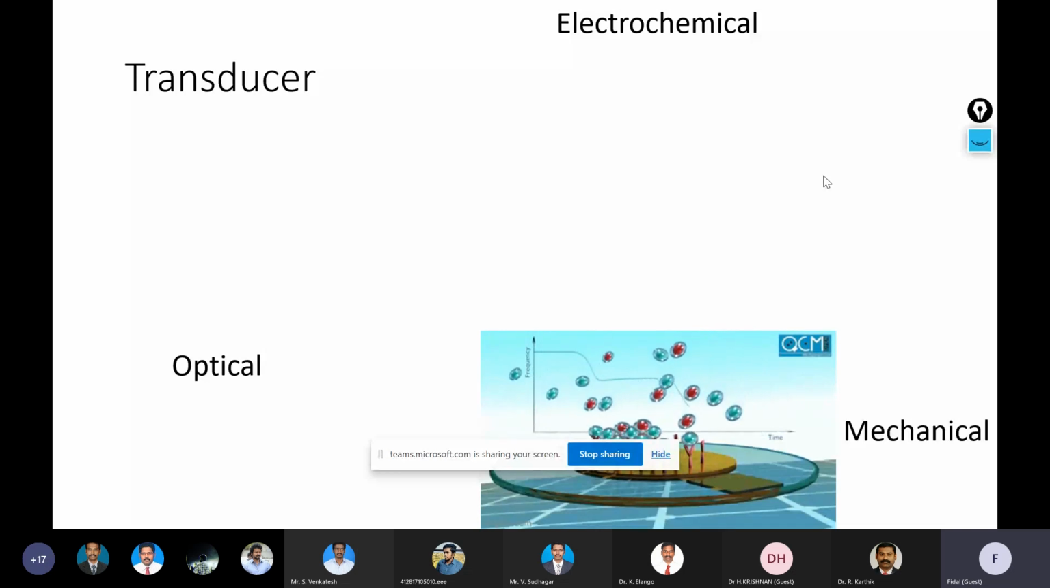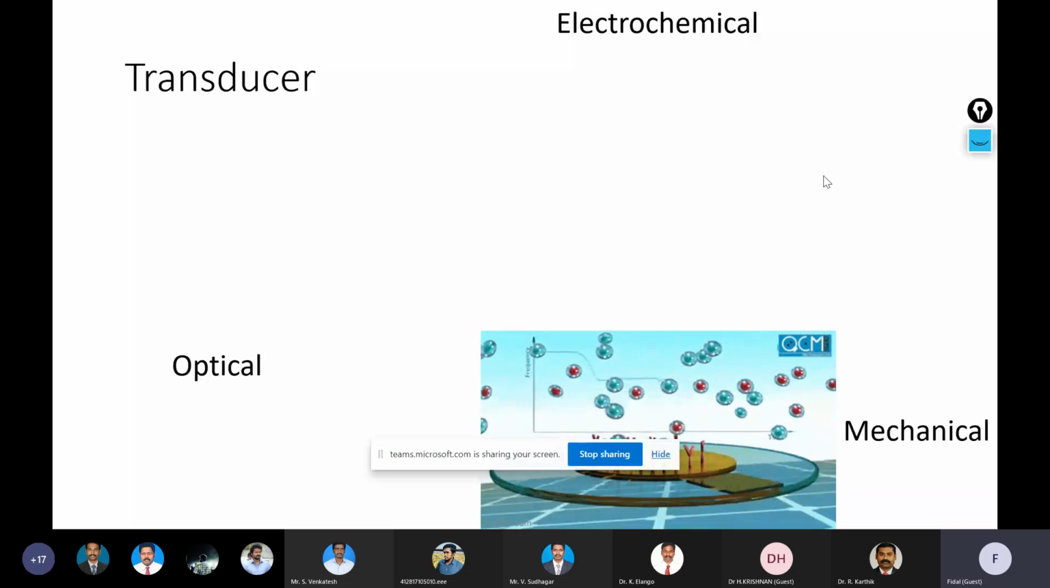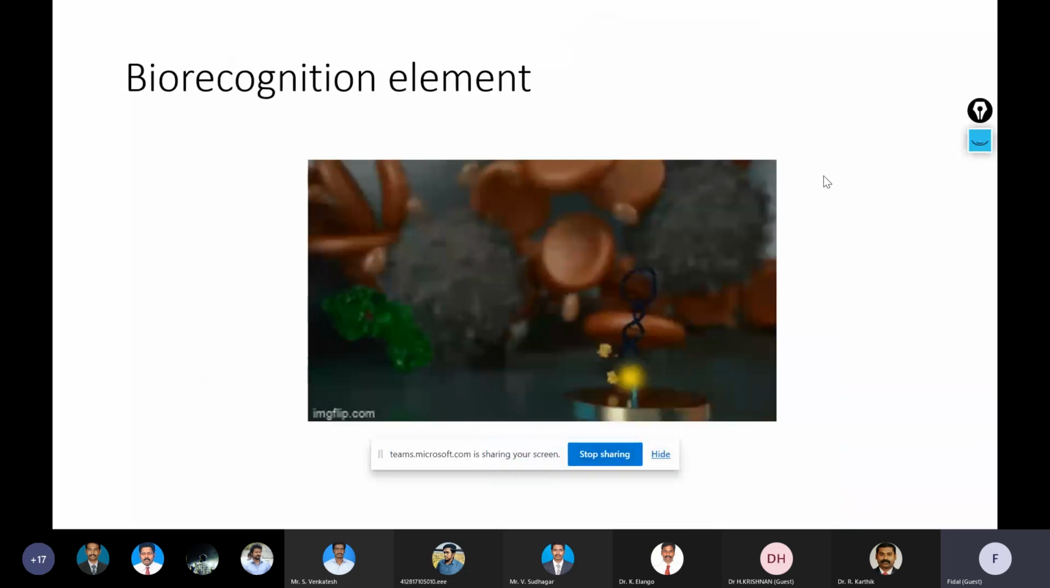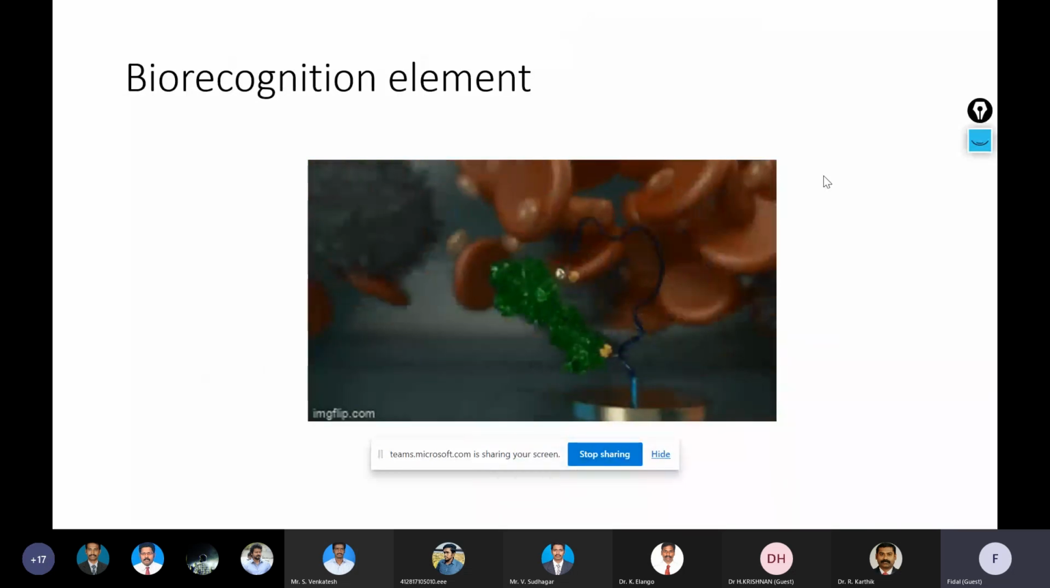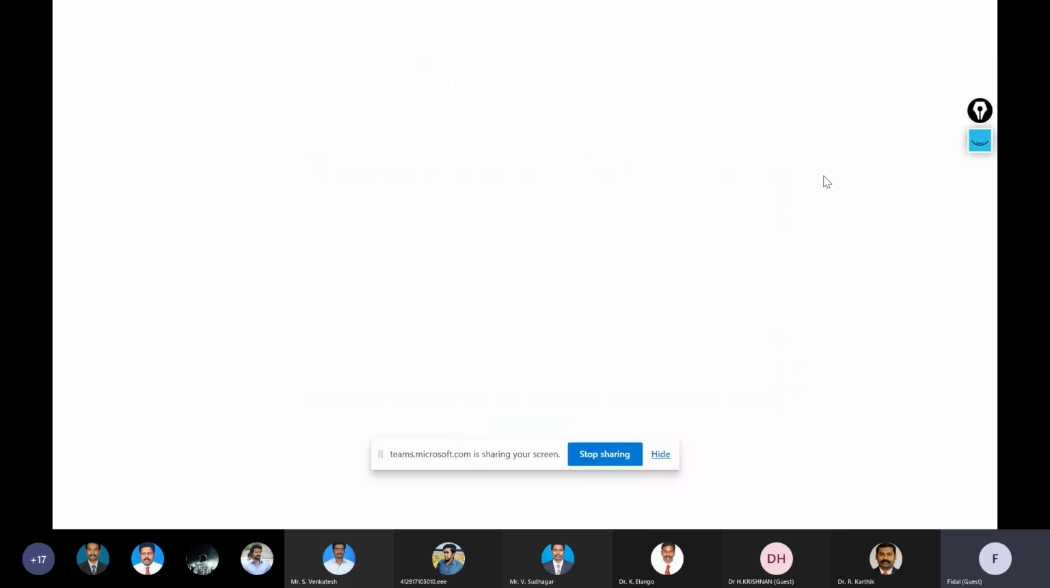Okay, for example, if there is some bioanalyte coming and binding to the surface of the transducer, it changes the measured mass. So there are basically three kinds of transducers that are used in the market. Okay. So I'll talk a bit more about the biorecognition element over here. So what exactly is a biorecognition element?